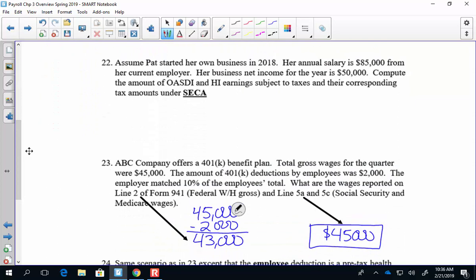Next, 22. This is a person who works for an employer. She gets wages. In addition, they have their own income or business. So that's listed here. They're making $50,000. So now, again, with this particular problem, there are two questions. What wages or earnings are subject to the tax?